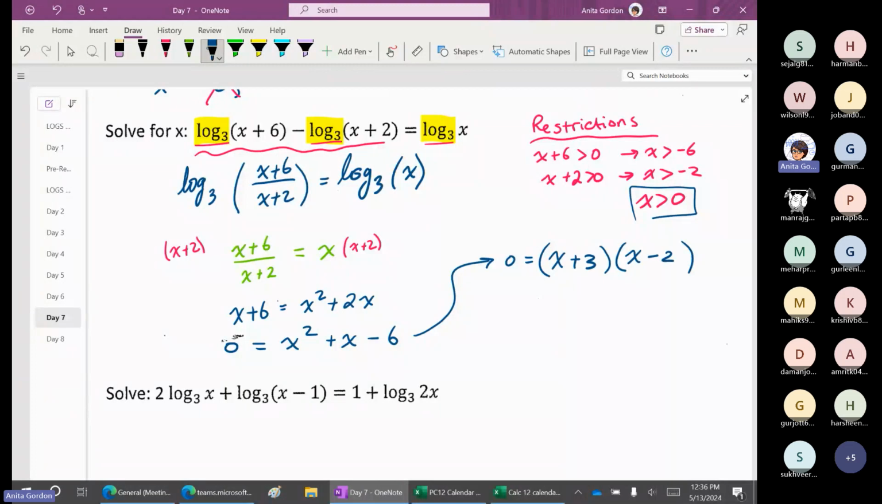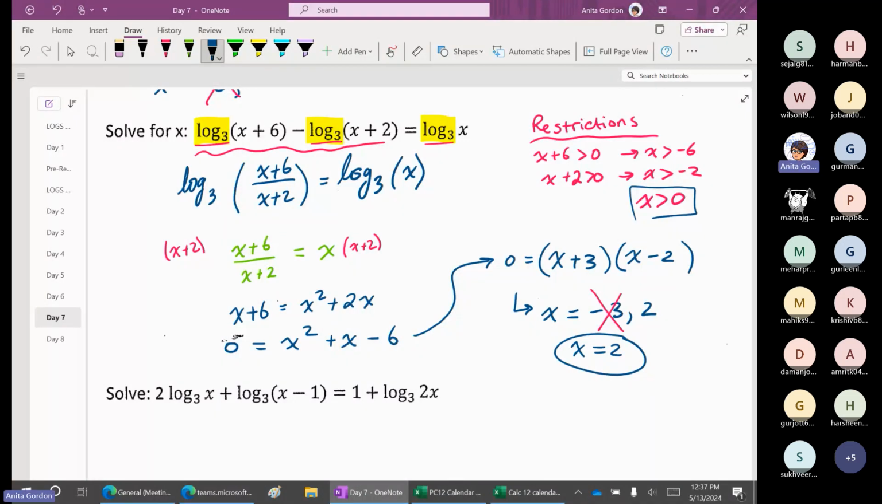+3, -2. Therefore, my x solutions are -3, +2. However, check my restrictions. What am I rejecting? I reject the -3. So my final answer to this equation is x can only be 2. Questions, comments, concerns?